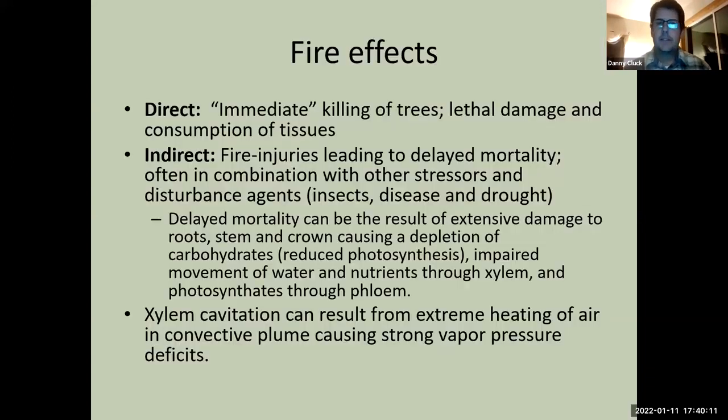So the fire effects, there's the direct, immediate killing, lethal damage, consumption of tissues. Not much to talk about there. Those are pretty much no-brainers as far as identifying those in the field. But then there's the indirect effects of fire.